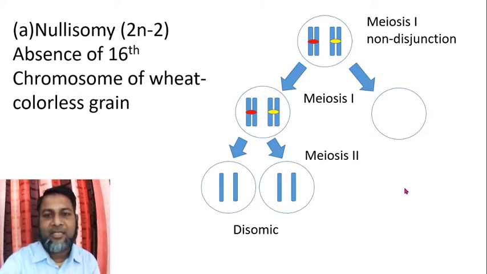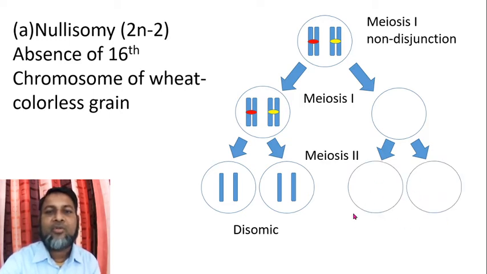On the other hand, this cell has no homologous chromosome. When this creates gametes with no chromosome, these gametes are known as nullisomic gametes.